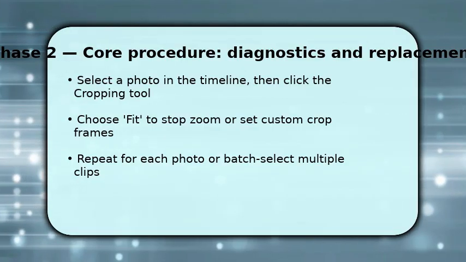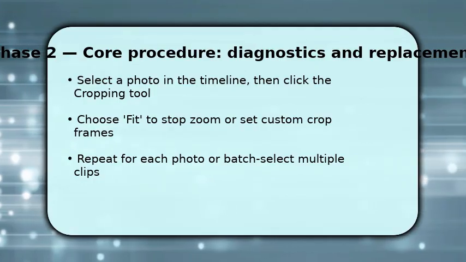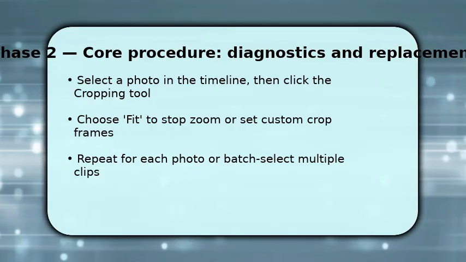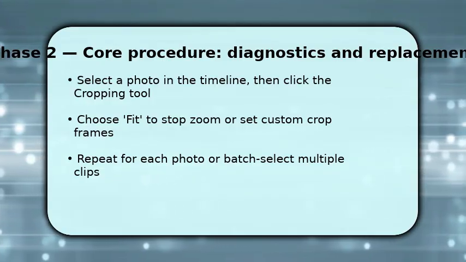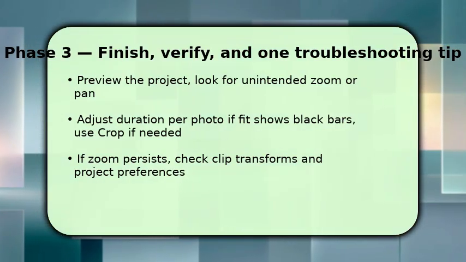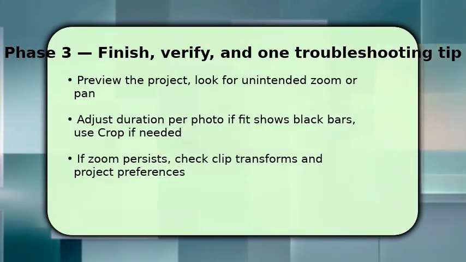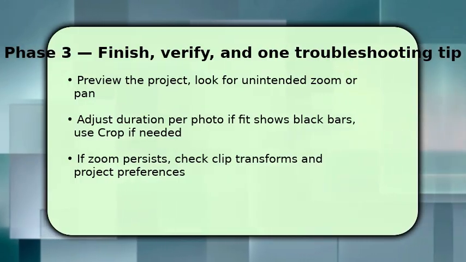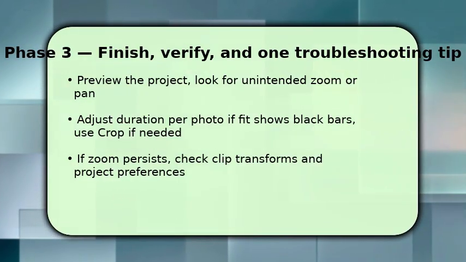Once you understand the setting, you can batch select several photos and apply Fit to all at once, which saves time on longer projects. Now preview the timeline from start to finish and watch for any unintended zoom or pan. If Fit creates side black bars because of aspect mismatch, adjust photo duration or use Crop to fill the frame while avoiding Ken Burns animation.